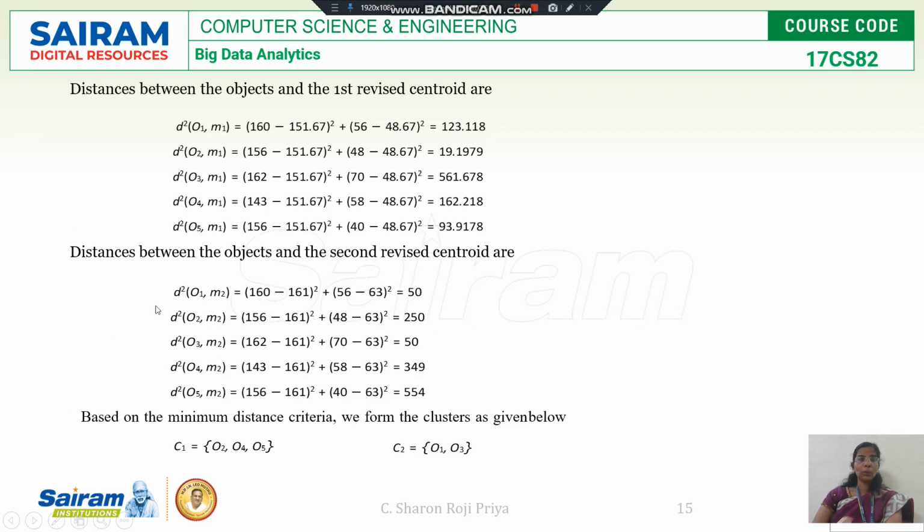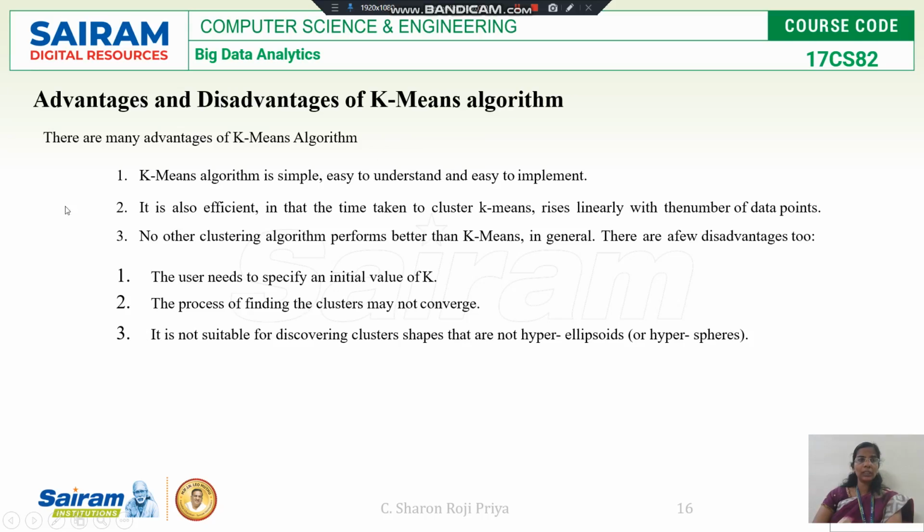So this is all about K-means clustering. And we have some advantages and disadvantages. The K-means algorithm is simple, easy to understand and to implement. It is also efficient in the time taken to cluster. And no other clustering algorithm performs better than K-means. These are some advantages. And the user needs to specify the initial value of K. These 3 are disadvantages, because we are supposed to specify the initial value of K at the very beginning.